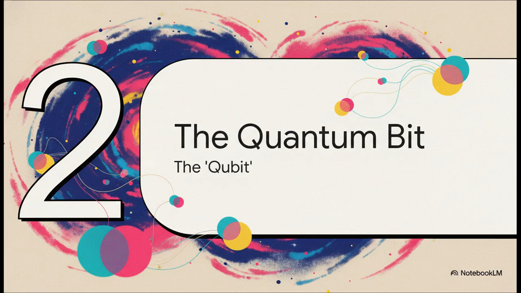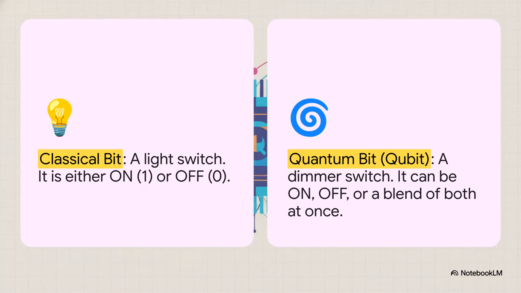So the solution is to build a computer that actually thinks like the quantum universe it's trying to simulate. And the absolute key to doing that is a totally new kind of building block, the quantum bit, or as you've probably heard it called, the qubit. And this is where things start to get really weird and wonderful.